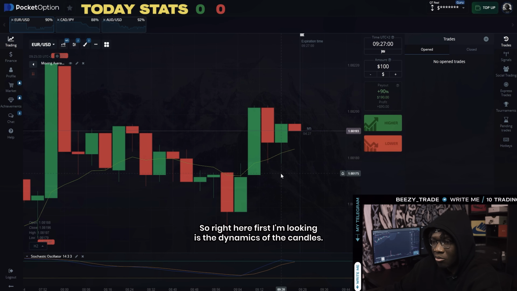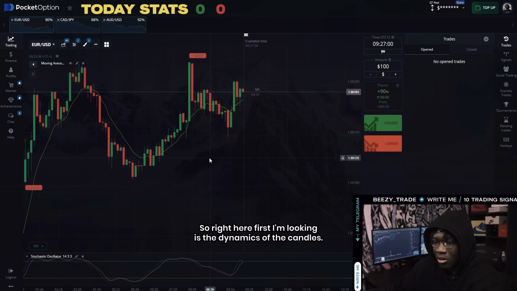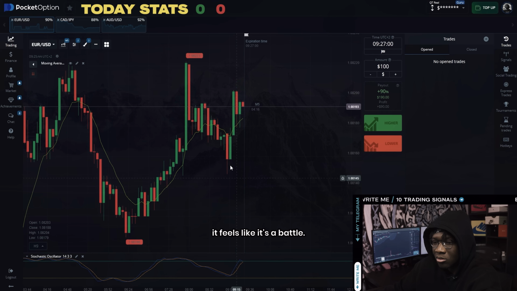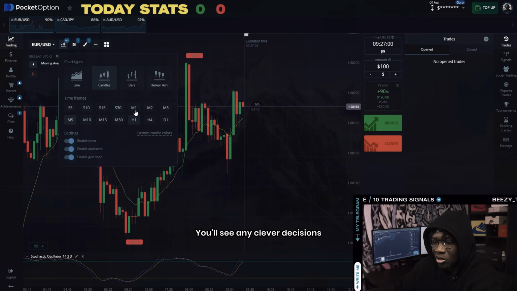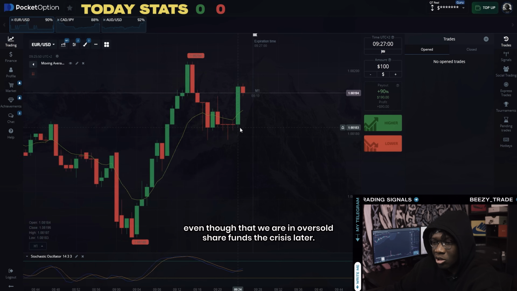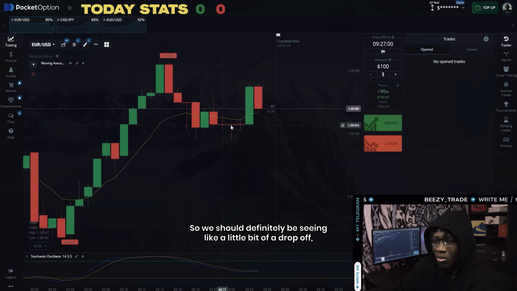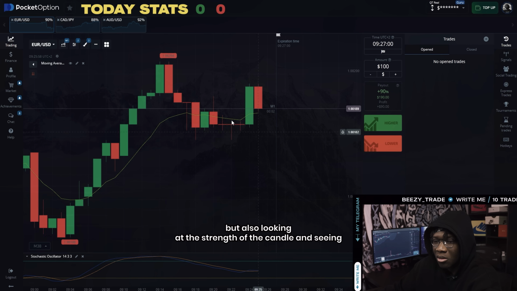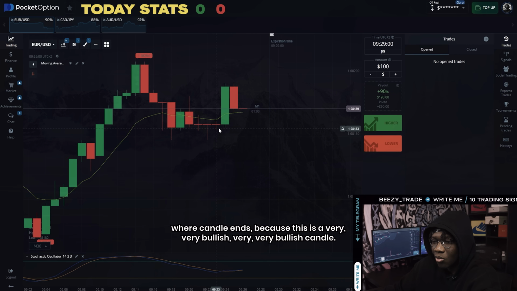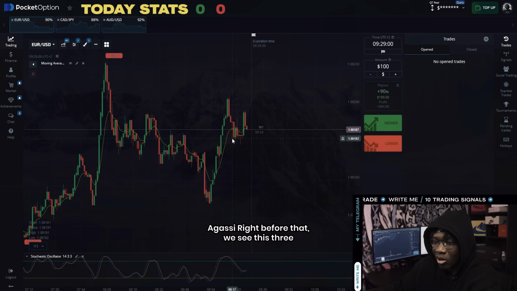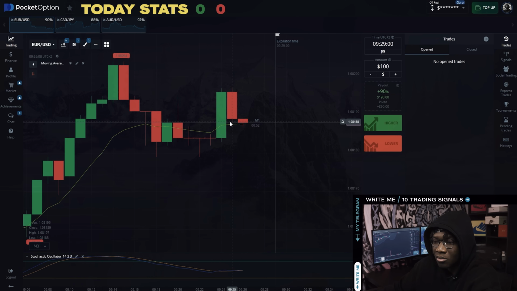So right here, first thing I'm looking at is the dynamics of the candles. So right here, you can see that the market, it feels like it's a battle. We don't see any clear decisions, even though we are in oversold here, coming to stochastics later, so we should definitely be seeing a little bit of a drop off. But also looking at the strength of the candle and seeing where a candle ends, because this is a very bullish candle. And you can see right before that, we see these 3 shooting stars.